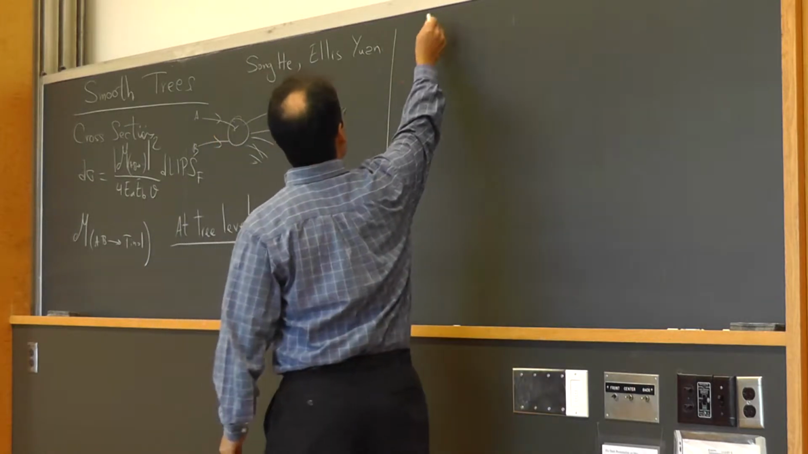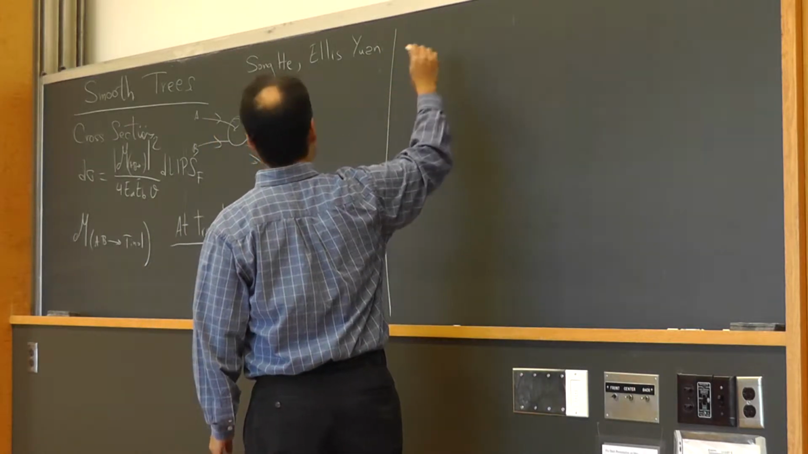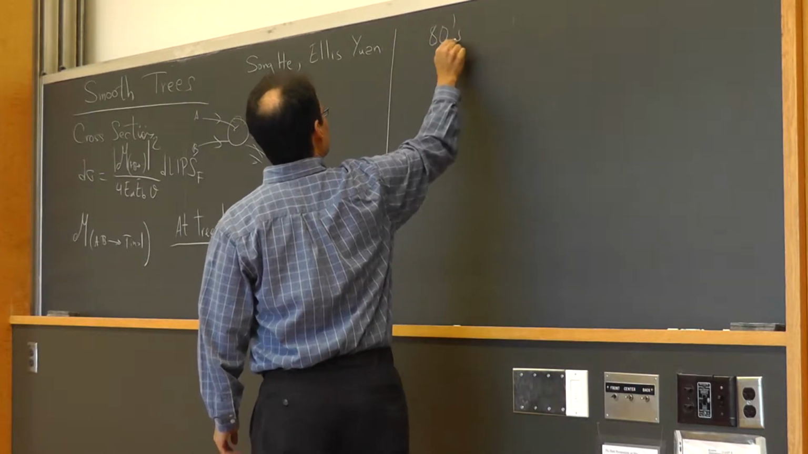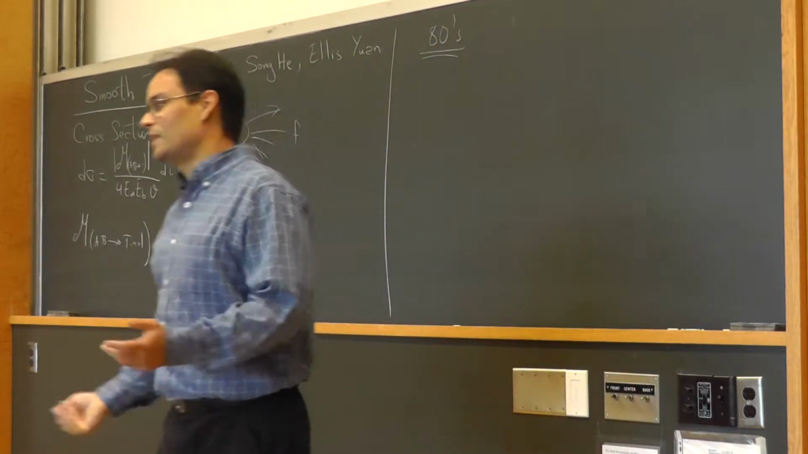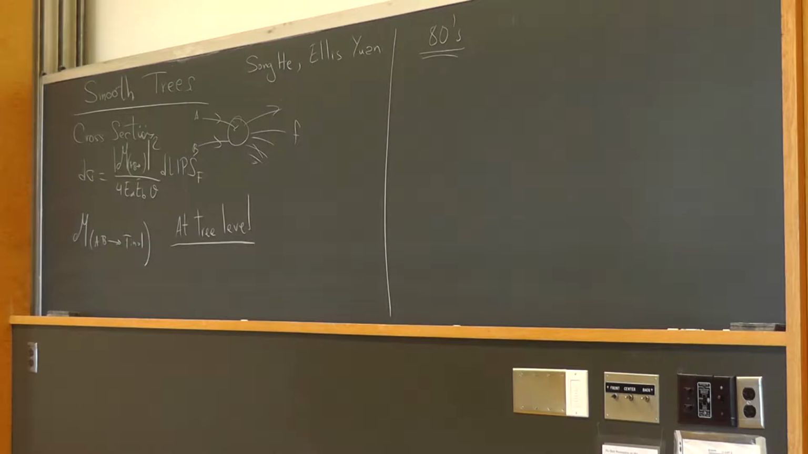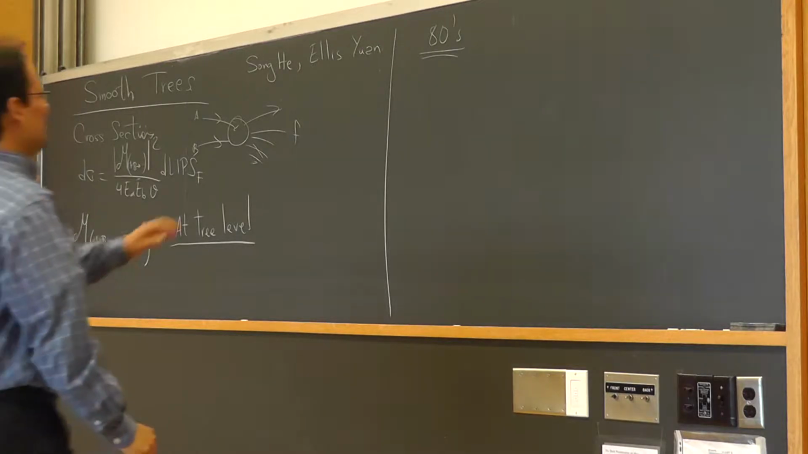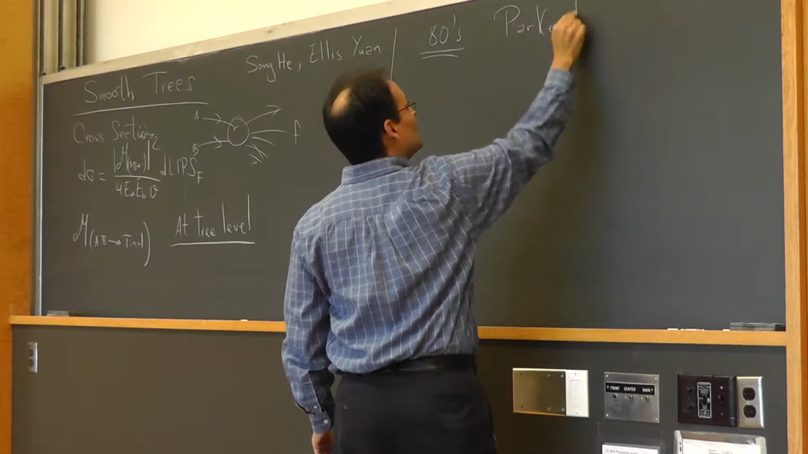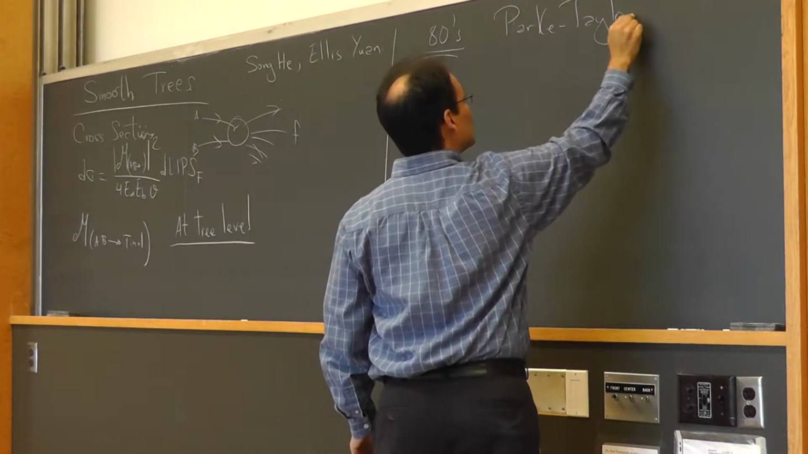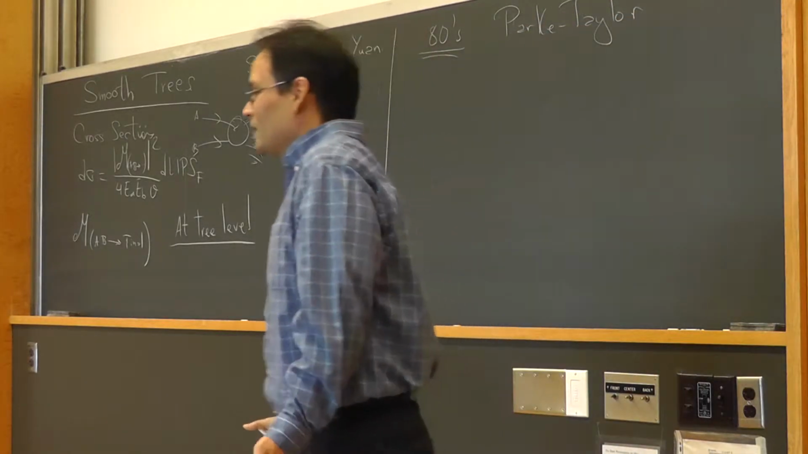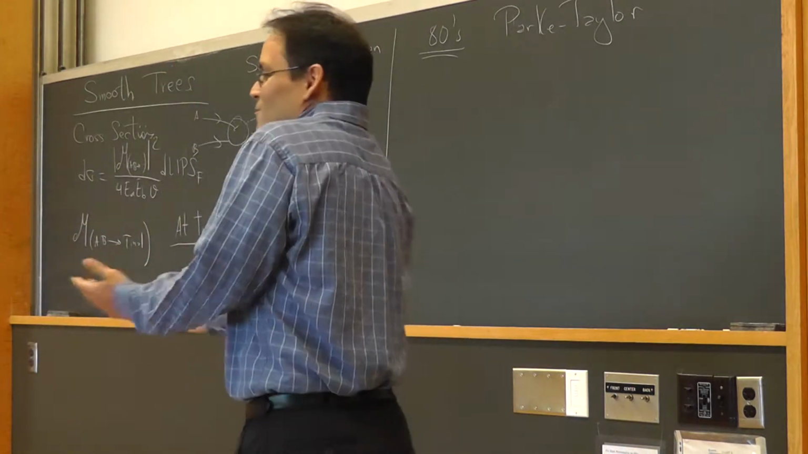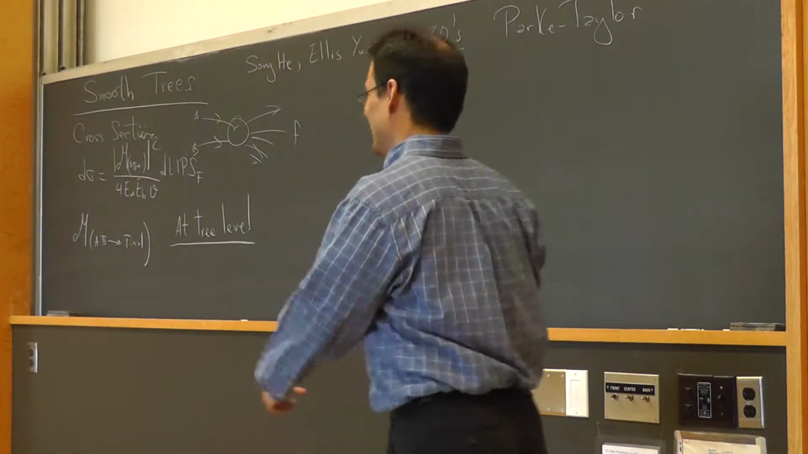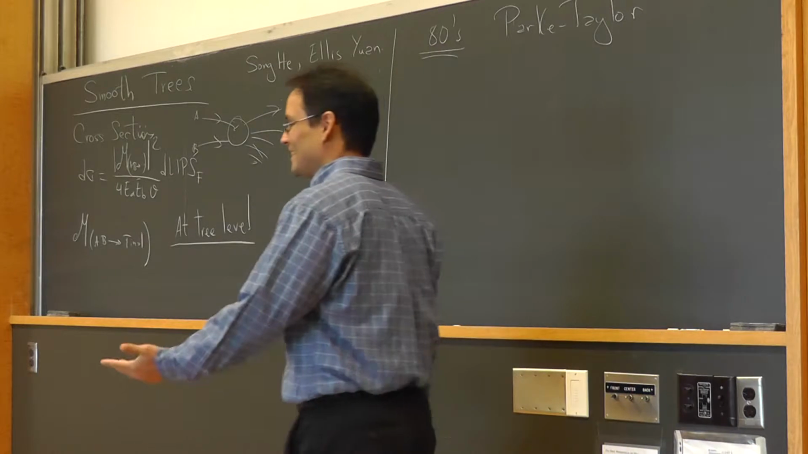So let me start a little bit with history. So let's start in the 80s. And I think I have to start here because I asked Nima and he didn't start there. So I'll have to start in the 80s with Parke and Taylor. I didn't write down a single scattering. You didn't write a single scattering. You didn't even write the momentum of Parke.